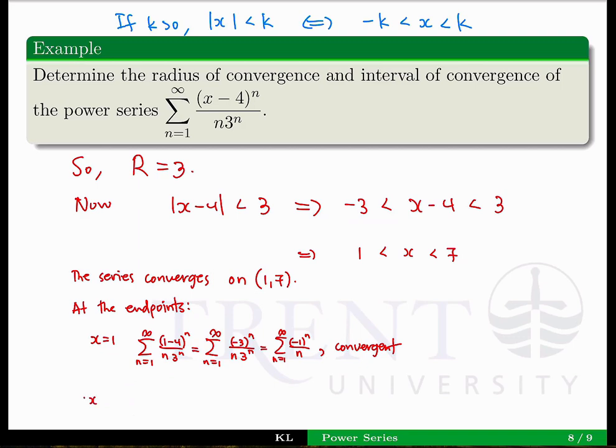Now, x equals 7. We got the series n from 1 up to plus infinity of (7 minus 4) to the n over n 3 to the n. We have here the series n from 1 up to plus infinity of 3 to the n over n 3 to the n. But this one here is simply the harmonic series 1 over n, which is divergent.